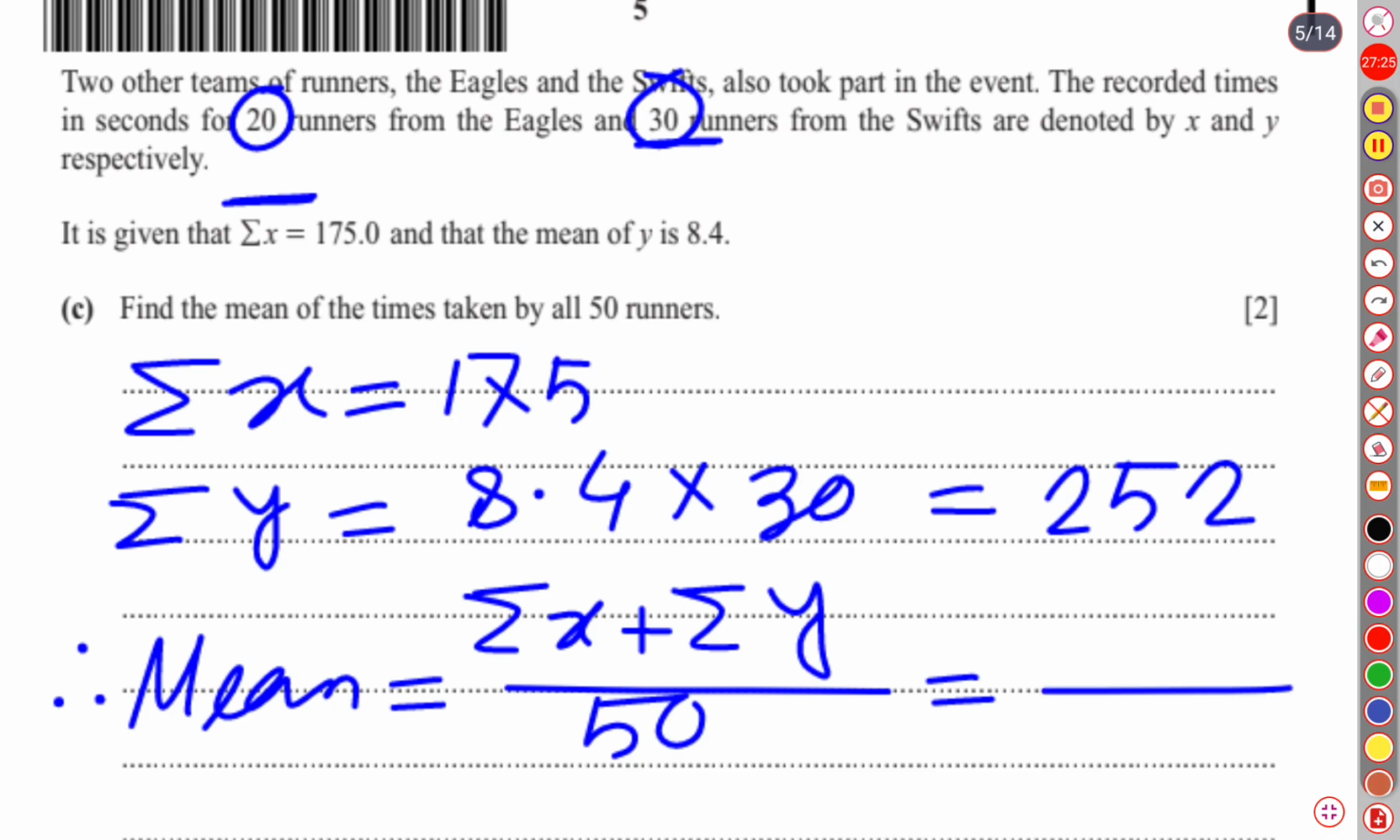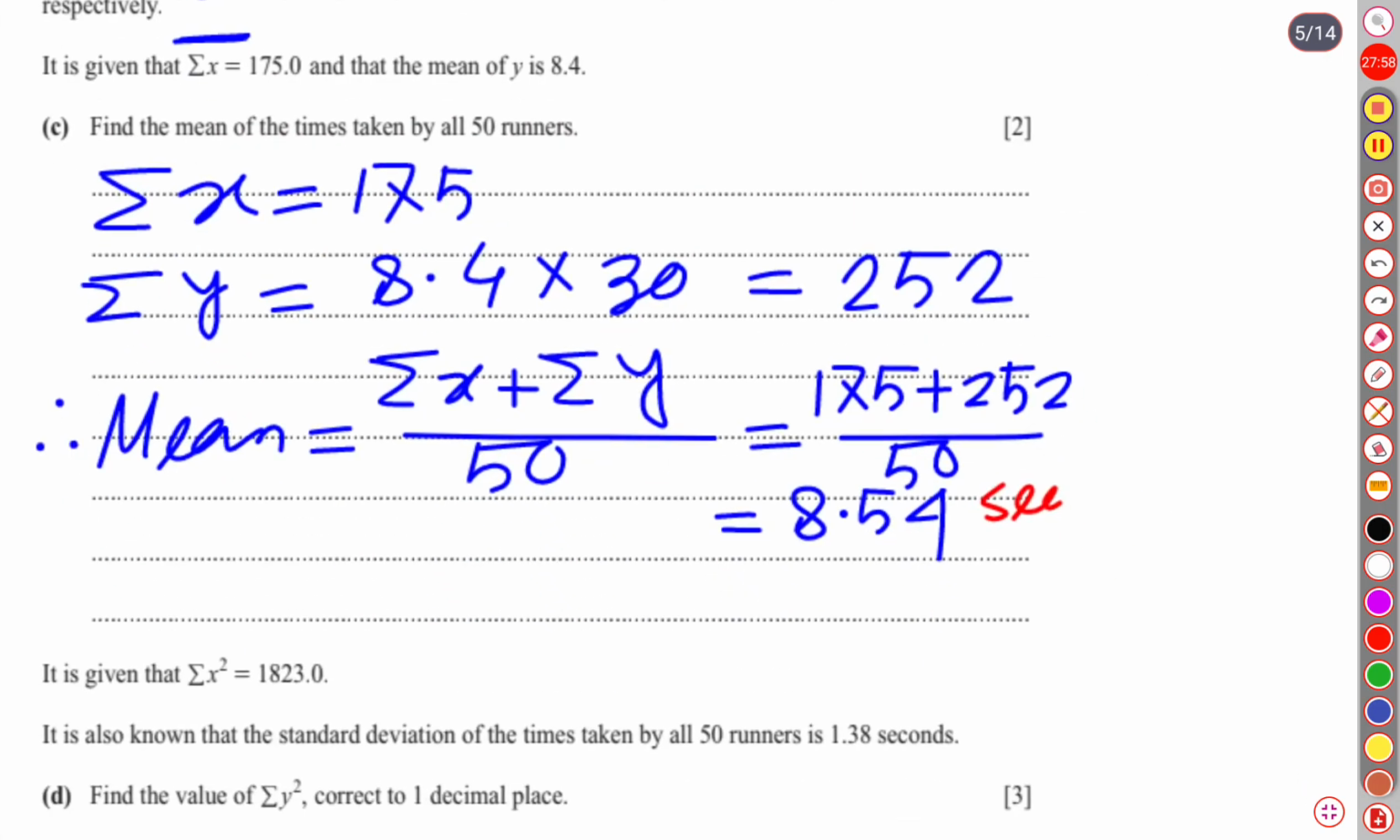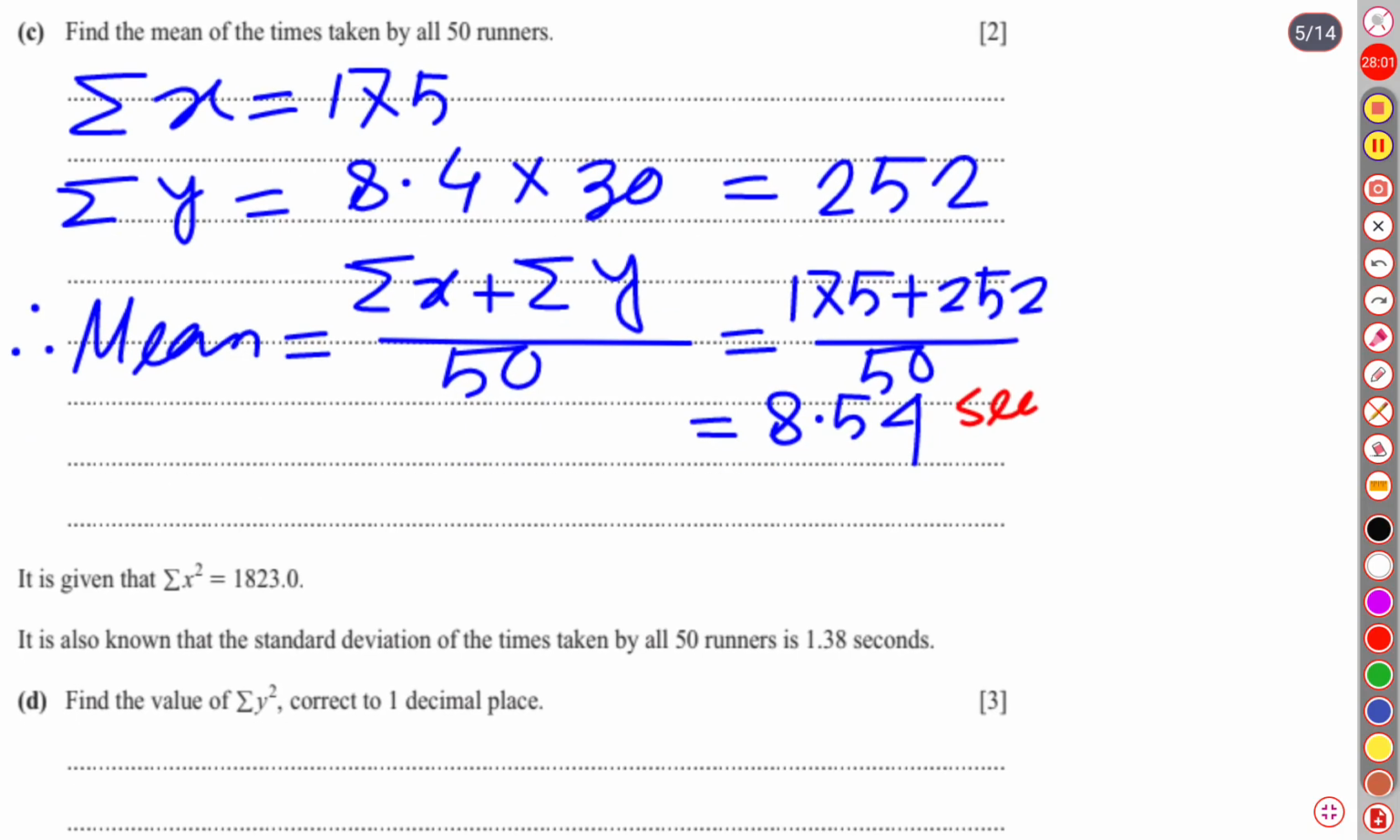Then 175 plus 252, which is to be divided by 50. If we divide it, finally we will get the answer as 8.54 seconds. Here you can write seconds, and that is what the answer should be. Let us write here the mean value is this.